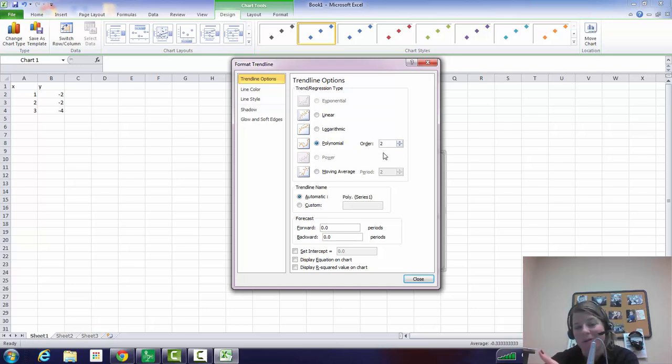So what's a polynomial? It's a math type looking problem that has x squared, maybe an x to the third, maybe an x to the fourth. So order 2 is an x squared. Order 3 is a cubic. Order 4 is a quartic. So you can go anything you want. You want to display your equation, and I'll let you put an r value on there too, just for fun.